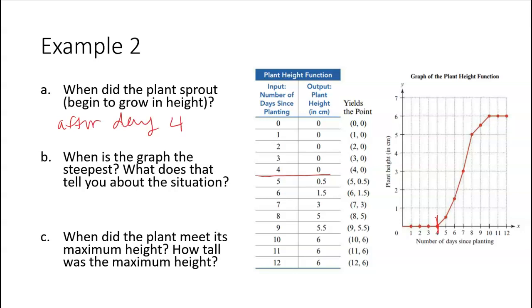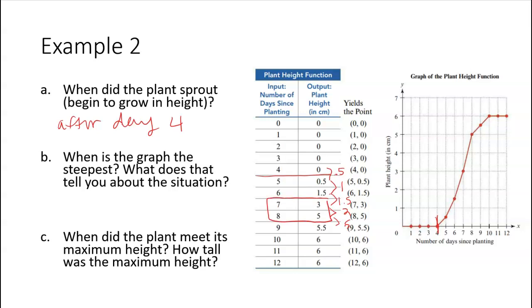When is the graph the steepest, and what does that tell you about the situation? So when we're trying to find the steepest, we can look for the difference between 2 days. The difference between these 2 days is 0.5. The difference is 1, so that's already steeper. The difference here is 1.5, that's steeper. The difference here is 2. The difference here is 0.5, 0.5. So the difference that's the greatest is between day 7 and 8.